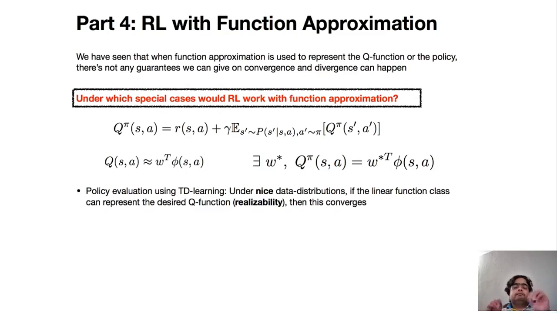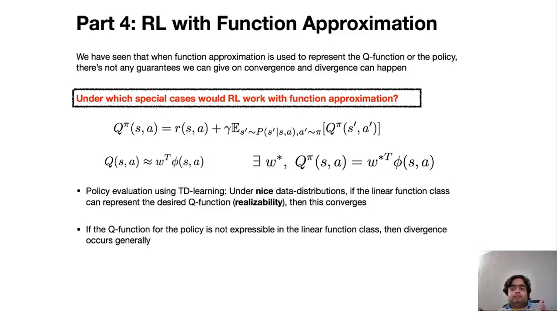Let's imagine we are doing this with linear functions. So we have W transpose phi of SA, which is what our Q function looks like, where phi of SA is some feature vector given to us, and W is a learned vector that we're trying to learn. So what happens is, if we assume here that the linear function class, W transpose phi of SA, can represent the exact Q function, meaning there exists a W star such that Q pi is equal to W star transpose phi of SA for all state action pairs, then this converges. So this can give you the right solution.